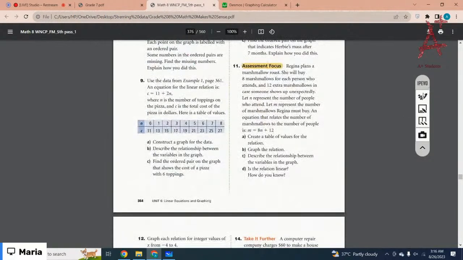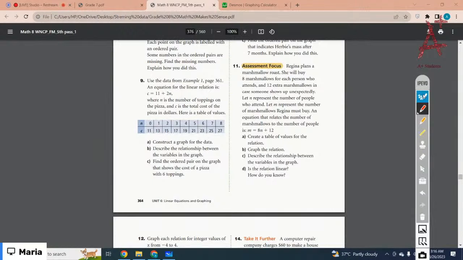Okay, question number 9 is use the data from example 1, page 361. Okay, we have to go to page 361. An equation for the linear relation is C equals 11 plus 2n, where n is the number of toppings on the pizza and C is the total cost of the pizza in dollars. Here is the table of values. You are given a table of values and you are given the equation, right?